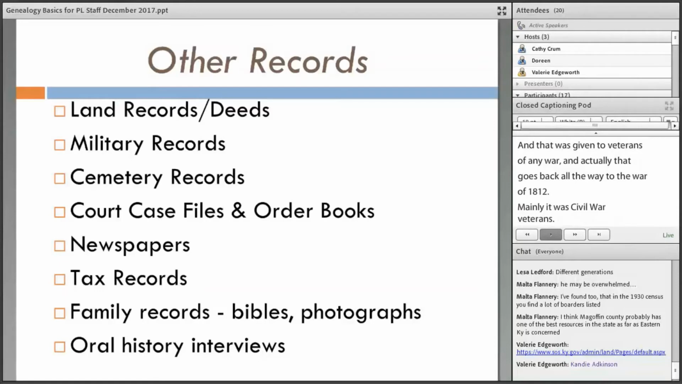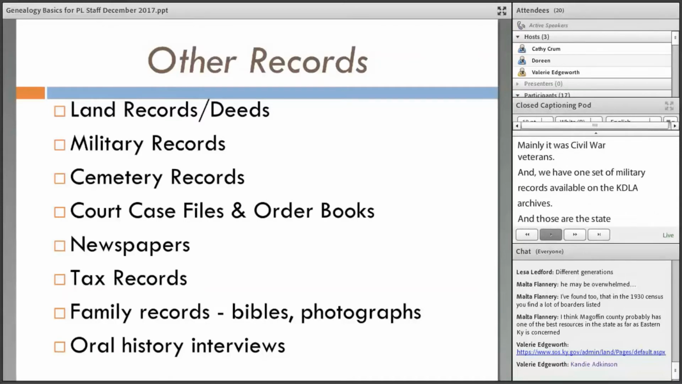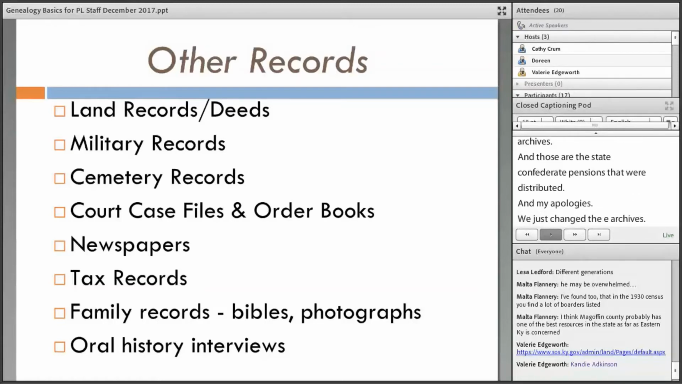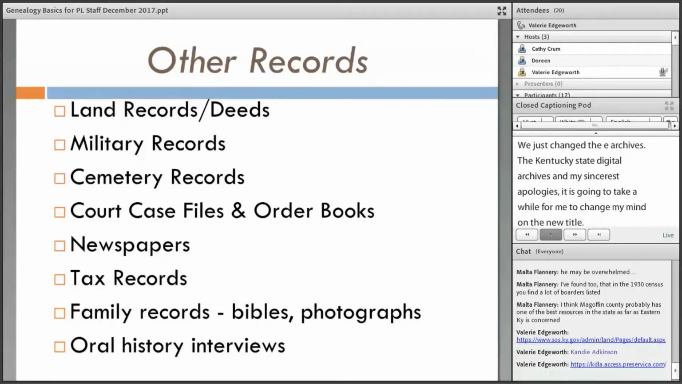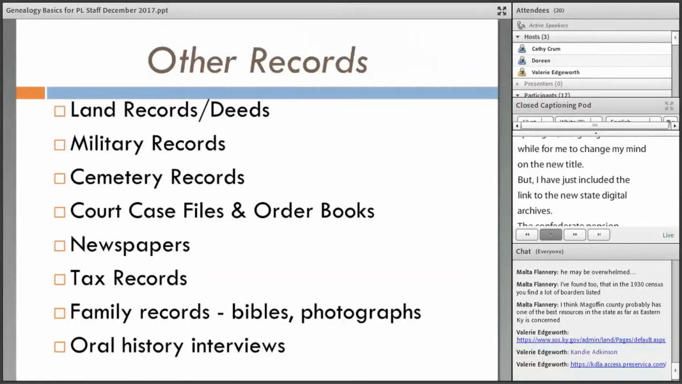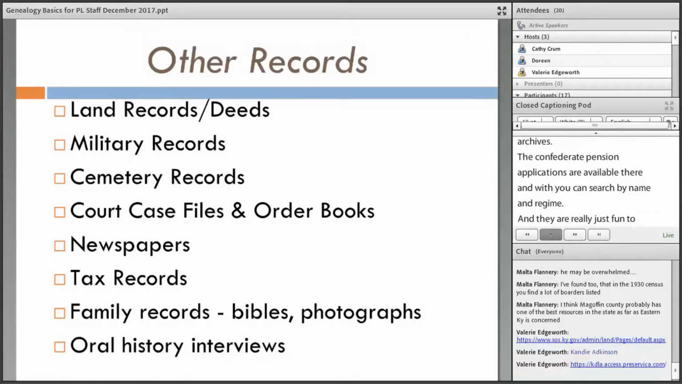We have one set of military records available on the KDLA e-archives, and those are the state Confederate pensions that were distributed. Oh, my apologies. We just changed the name of our e-archive after several years. It's now referred to as the Kentucky State Digital Archives. My sincerest apologies. It's going to take a while for me to change my mind on the new title, but I've just included the link to the new State Digital Archives. The Confederate pension applications are available there. You can search by name, you can search by regiment, and they're really just fun to explore too if you're trying to learn more about the Confederate pensions.